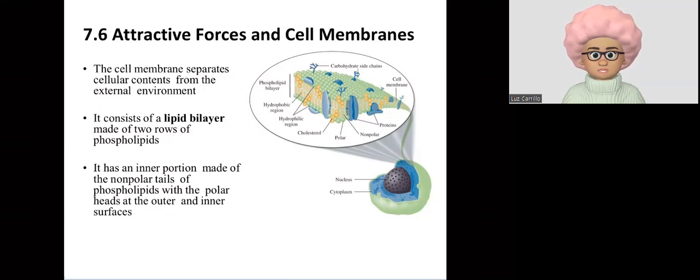it's important to note that these lipids that we were just talking about are present in many areas of the cell. Cell membranes specifically, which are responsible for separating the cellular content inside the cell from the external environment, have lipids in them. Cell membranes specifically consist of what is called a lipid bilayer. So what this means is that we have two layers of lipid present in the molecule.